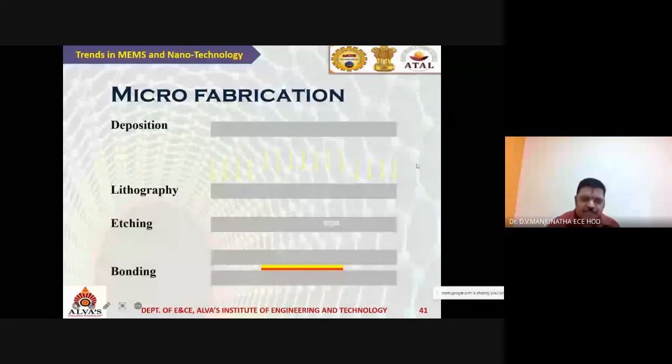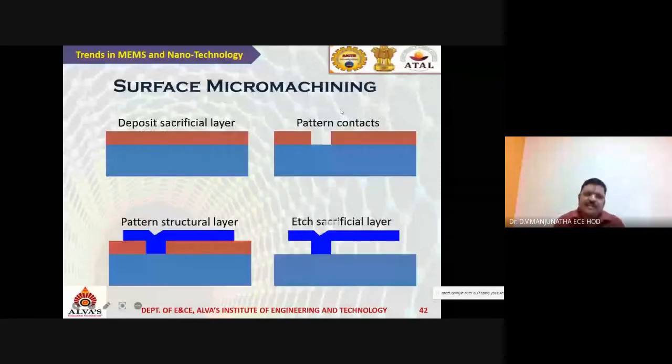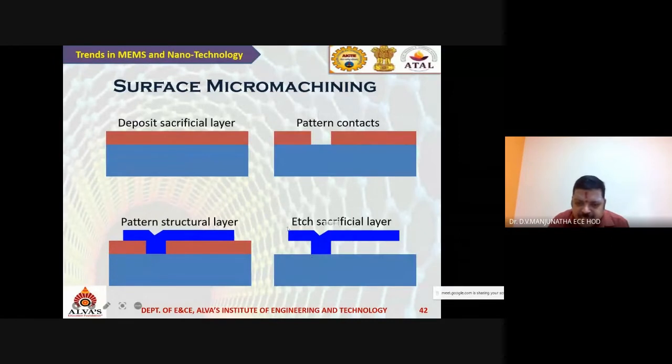So surface micromachining. What is surface micromachining? On the surface, you introduce some material. So that is surface micromachining. This can be done most of the time on mechanical parts. Deposit a sacrificial layer, and then pattern the contacts. How do you do the patterning? Patterning can be done by using photolithography. Pattern the structural layer, so you put some structural layer here. Then etch out the sacrificial layer, and you can get a structure like this.